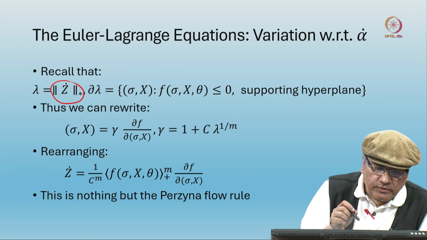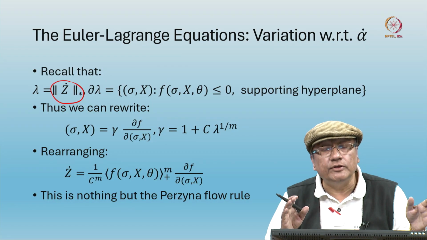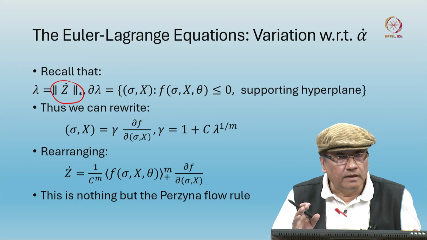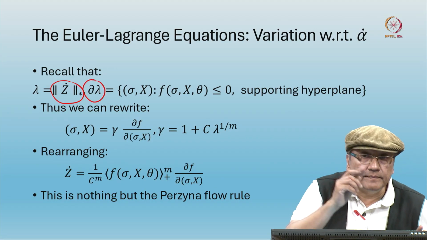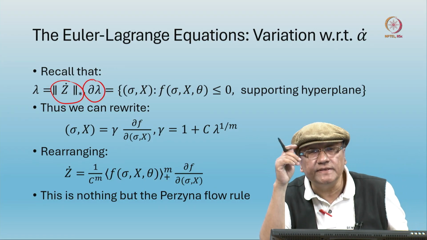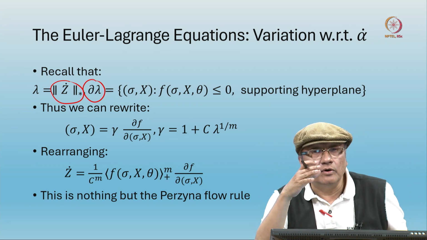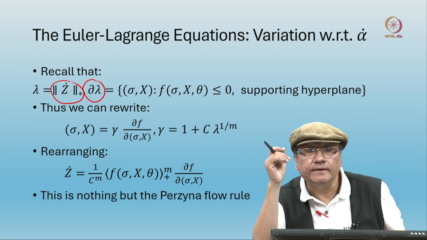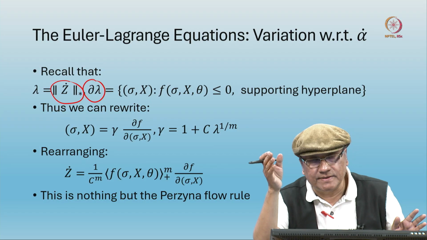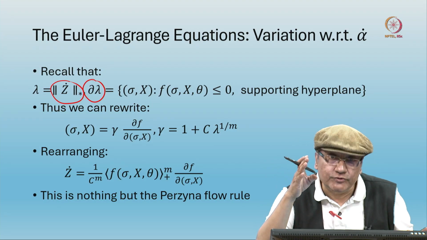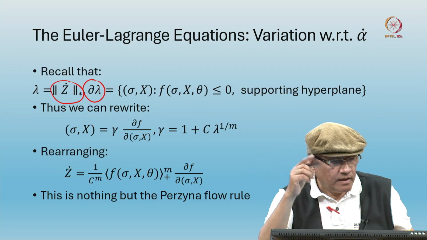And now we can use the fact that whenever you are taking the derivative of lambda, this is a derivative with respect to rate-like quantities. So you get generalized force-like quantities, and these forces have to be normal in the same way that we have been discussing normality in plasticity.